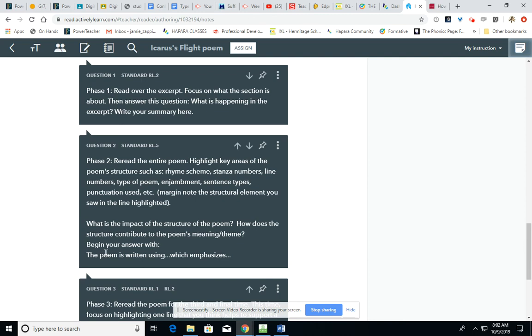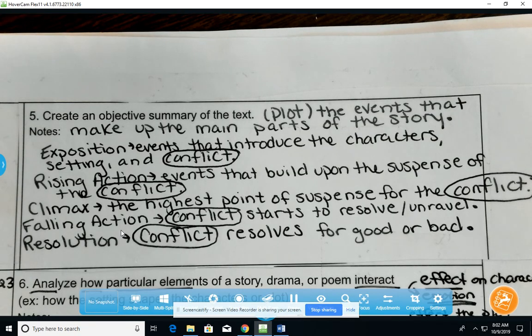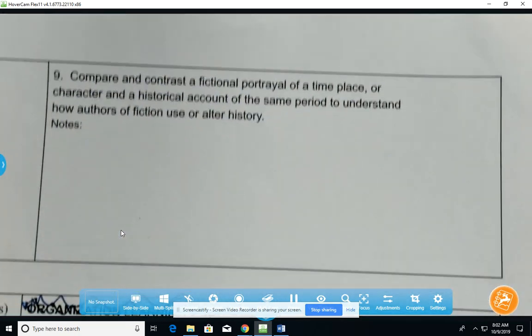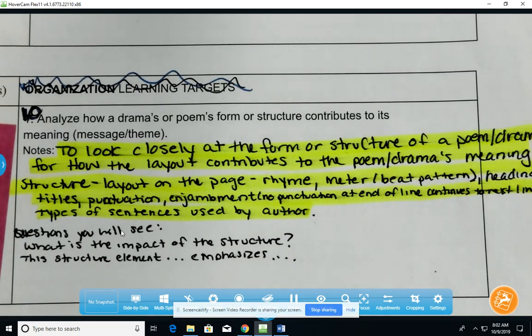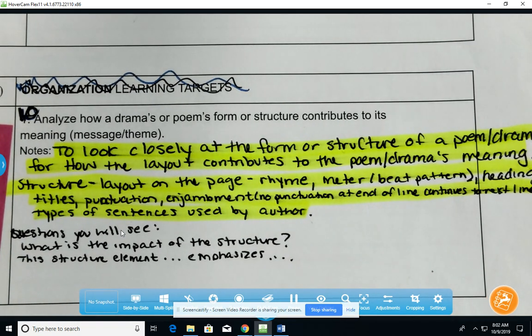When you begin your response, you'll begin by saying the poem's written using this type of structural element. That element emphasizes something about the meaning of the poem. Let's look at what learning target that relates to. It's a new one, so make sure you get these notes copied down during interventions. This is learning target number 10, to analyze how a drama or poem form or structure contributes to its meaning.